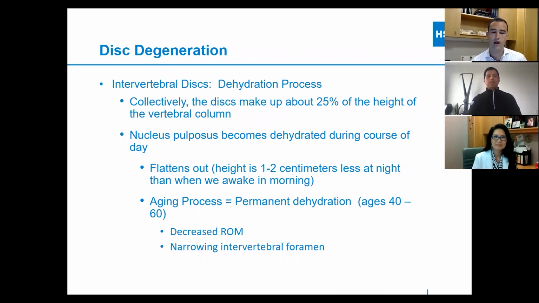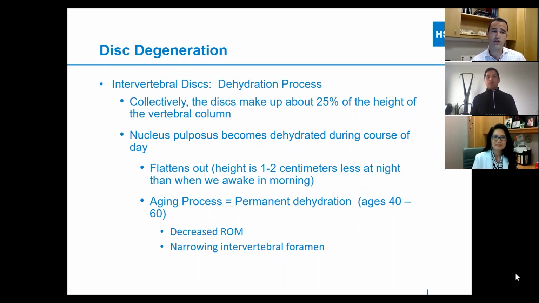Next, we have a process of disc degeneration. The discs in total make up about 25% of the height of the vertebral column. It's the inner soft portion of the disc that can become dehydrated during the course of the day. In fact, if you measure yourself in the morning versus at night, most people tend to be about 1 to 2 centimeters shorter at night than during the day.